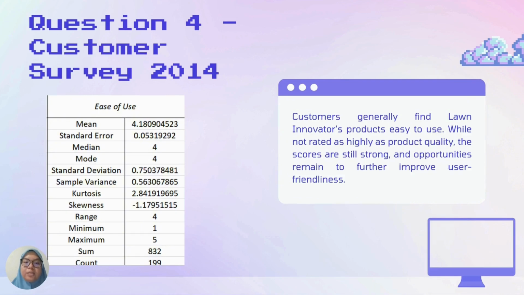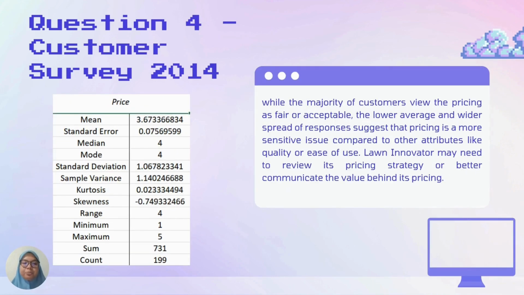For ease of use, customers generally find Lawn Innovator products easy to use. While not rated as highly as product quality, the scores are still strong and opportunity remains to further improve user friendliness. For price, while the majority of customers view the pricing as fair or acceptable, the lower average and wider spread of responses suggest that price is a more sensitive issue compared to other attributes like quality and ease of use.